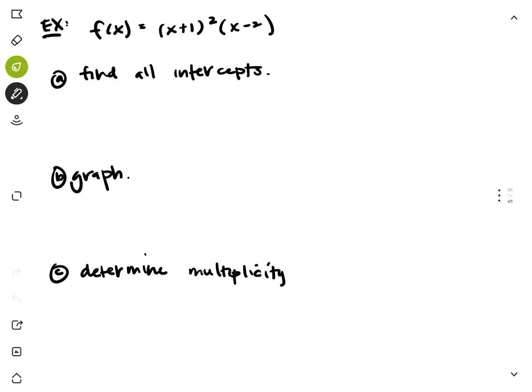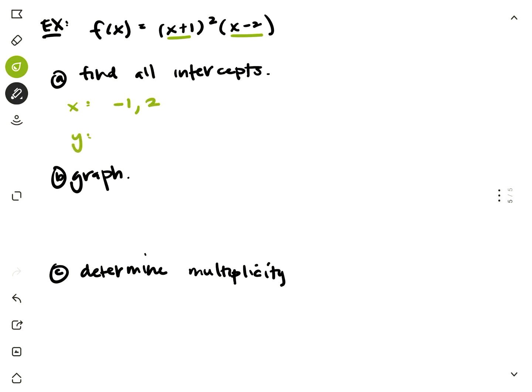So first, find all intercepts. Let's find the x-intercepts first. The zeros, those are easy. What plus 1 is 0? Well, that's negative 1. What minus 2 is 0? That's 2. Right? So we have 2 zeros here.